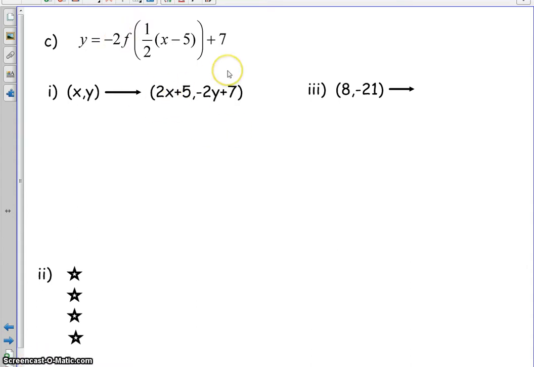Okay, so there's your check. So the mapping rule should be 2x plus 5 and then negative 2y plus 7. For a reminder of where that came from, let's start with the x. So again, look inside the function here for everything that's affecting the x variable. Make the flowchart. First thing that happens to x is a subtraction of 5, then a multiplication by a half.